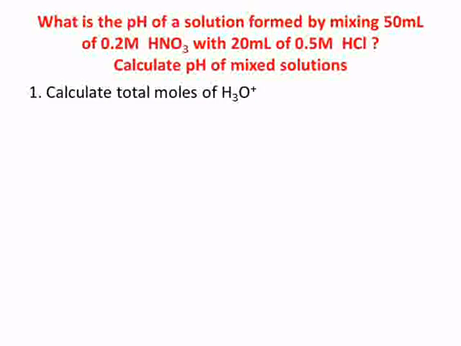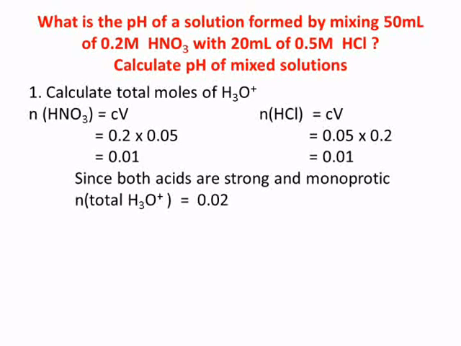So the first step we have to do is to calculate our total number of moles of H3O+. And we can do this just by using our formula n equals CV. So the nitric acid has to be calculated separately from the hydrochloric acid. By substituting in our values, we get 0.01 moles for each one of them. And if we're adding them together, we just get 0.02. So that's our total moles of H3O+, because each one of those acids is going to give us 1 unit of H3O+.